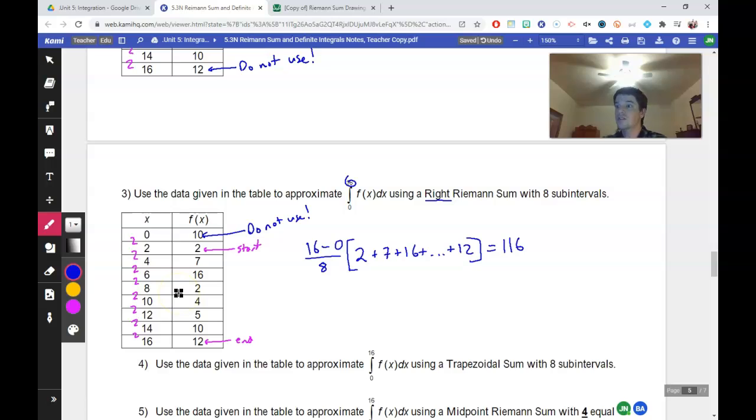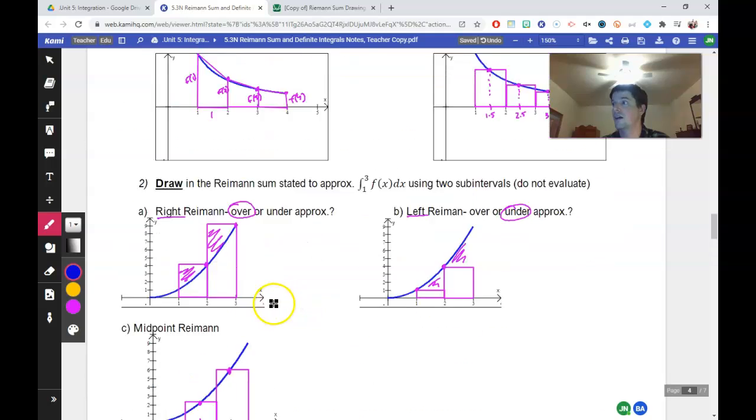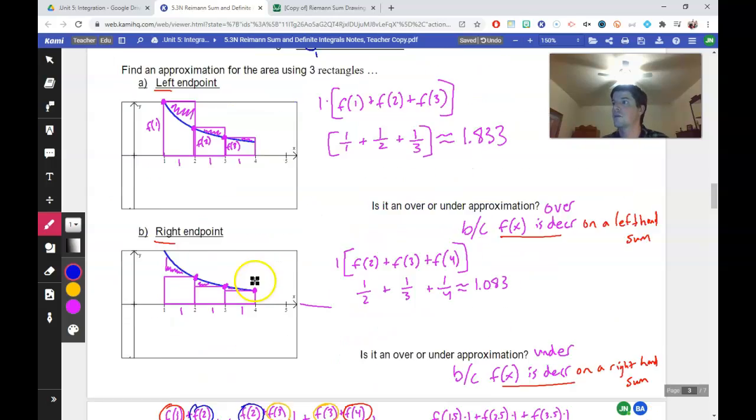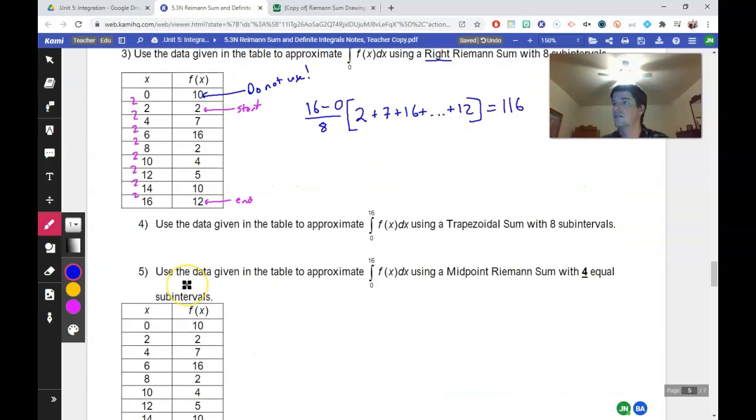All right, the next one, use the data given in the table to approximate using a trapezoid sum. Now, we already have the formula down, so hopefully you realize why there's the 2 in the middle and not on the ends. That's because of the nature of the trapezoid. So we're going to use this formula: b minus a over 2n. So b is 16 minus a is 0, over 2 times 8, which is just 16 over 16, which is 1, right?